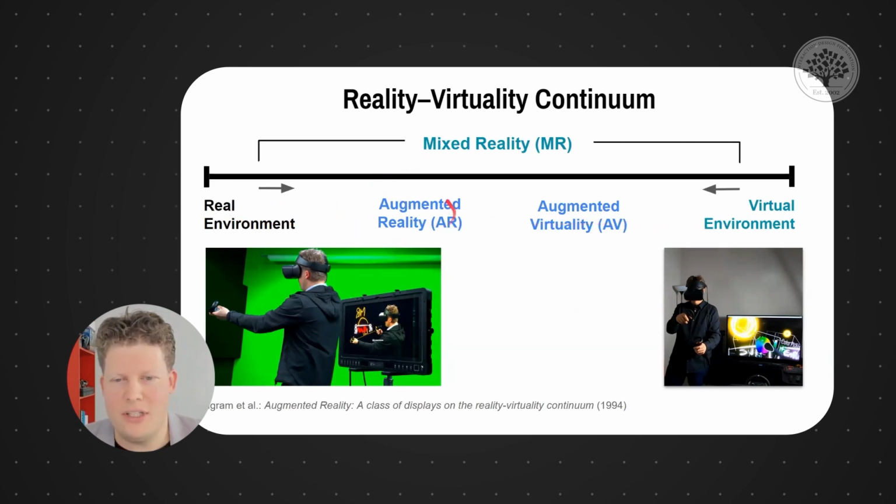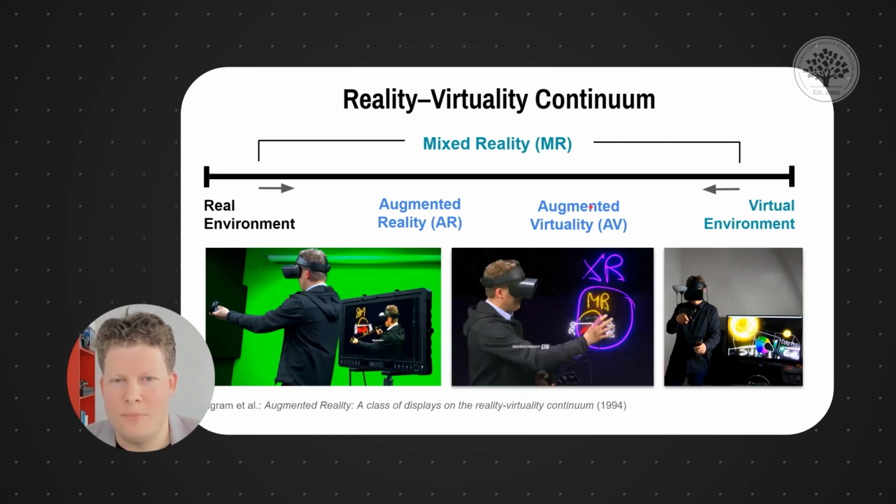If we still see mostly the real world, we would say this is called augmented reality. The inverse of augmented reality is a term that's not often used, but it was clearly established in 1994 as augmented virtuality. It's seeing mostly the virtual world and incorporating elements of the physical world. So it's the inverse of augmented reality.